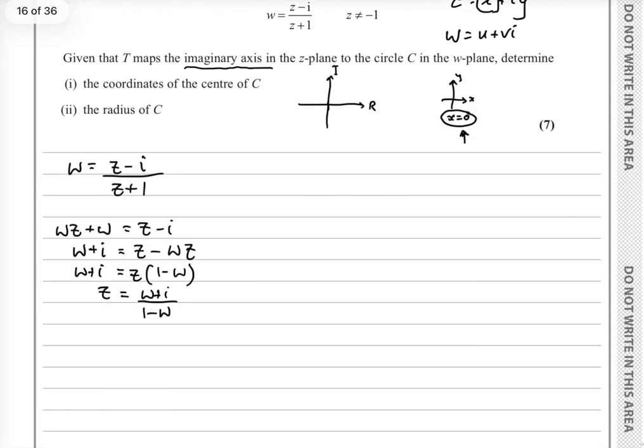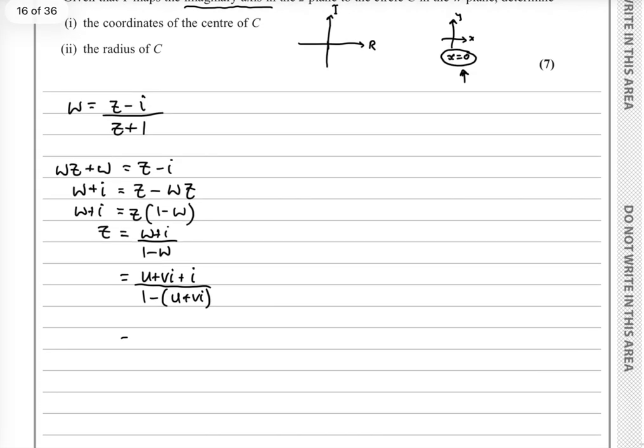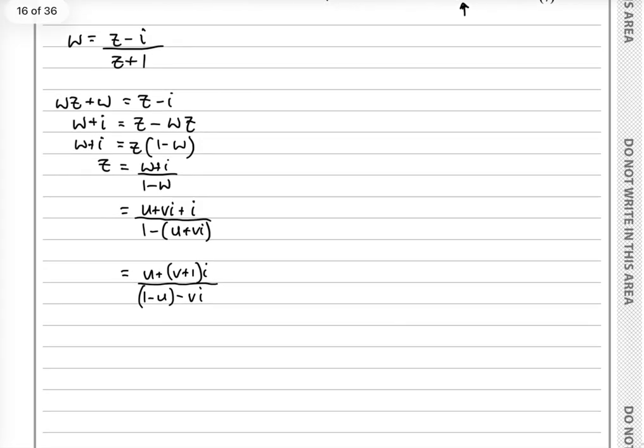Now we can substitute in u plus vi for w. Otherwise we wouldn't be able to split the real and imaginary parts because the w contains both. u plus (v plus 1) lots of i, over 1 minus u here minus vi. Now we need to be able to get that imaginary part out of the denominator, again, with an aim to splitting this into real and imaginary parts. To do that, we do something similar to rationalizing. We do the plus version of the same expression, top and bottom.